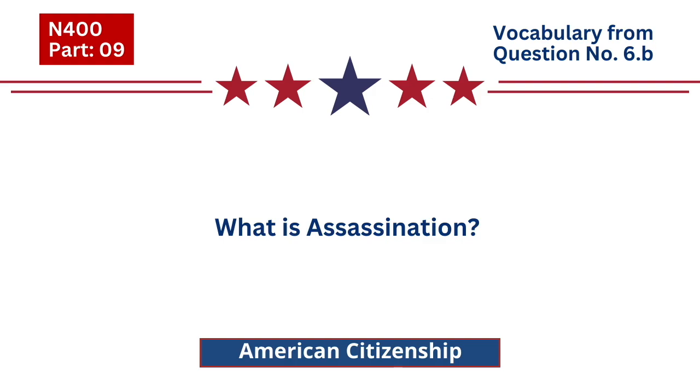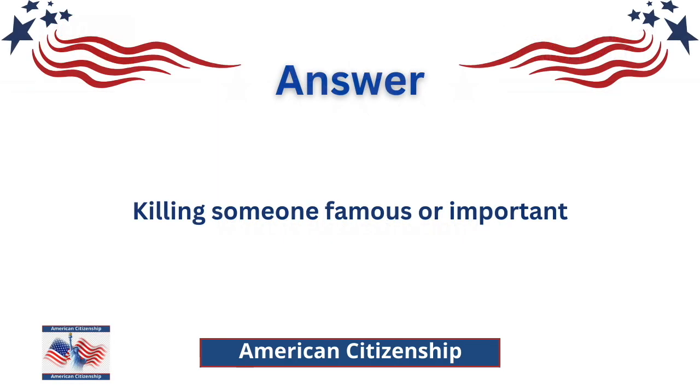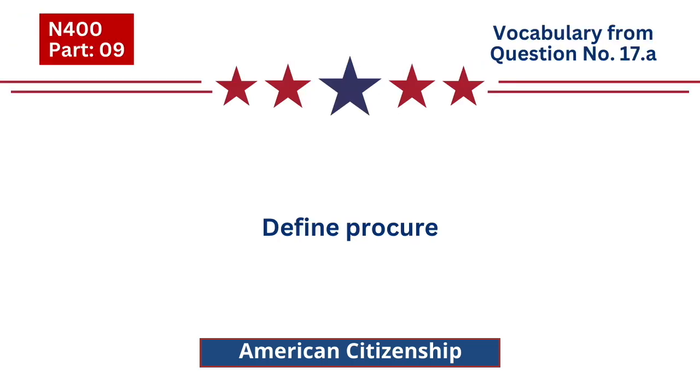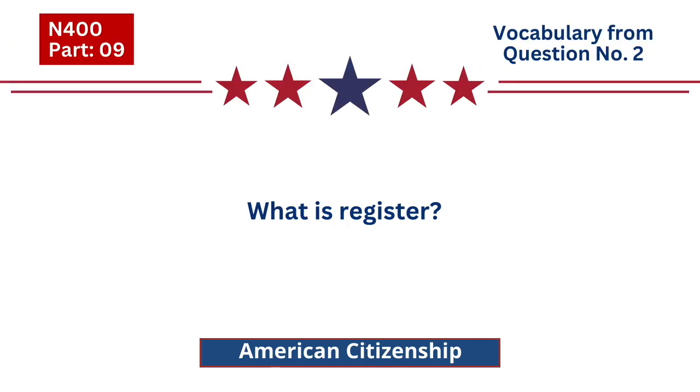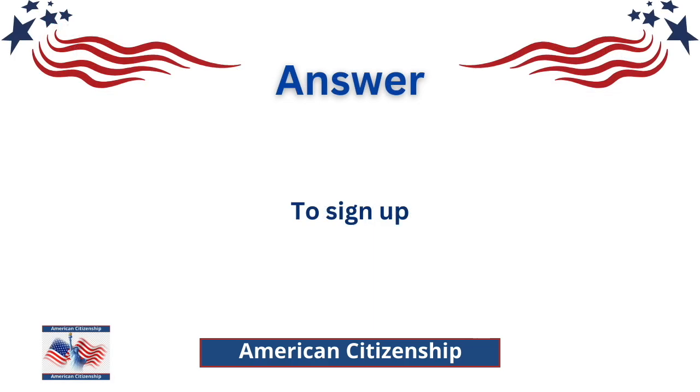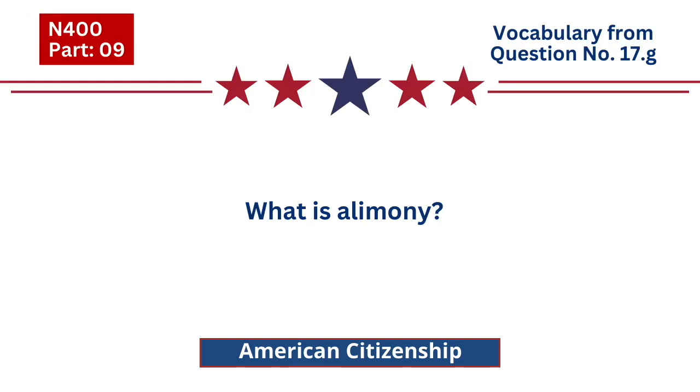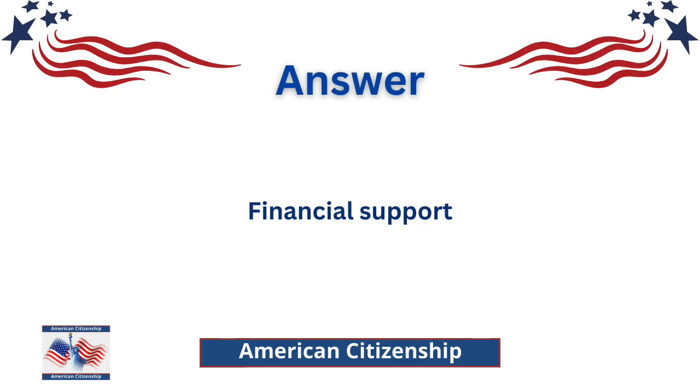What is assassination? Killing someone famous or important. Define. Procure. To encourage someone. What is register? To sign up. What is alimony? Financial support.